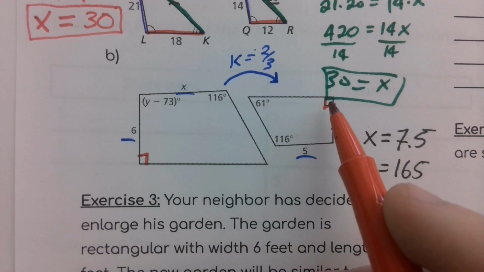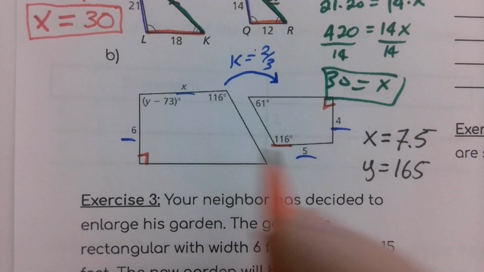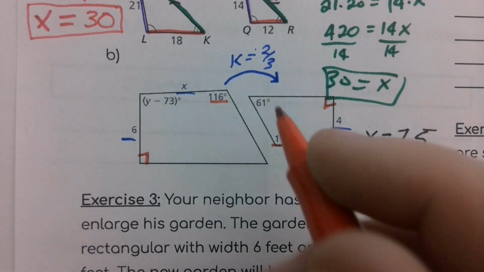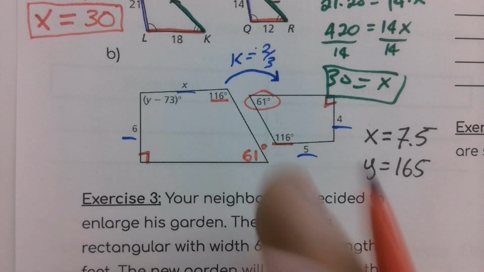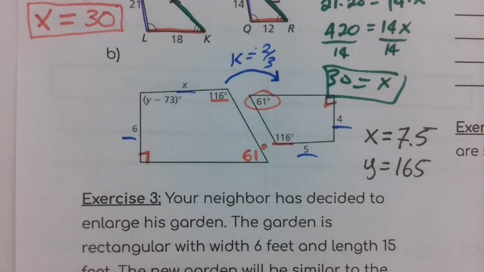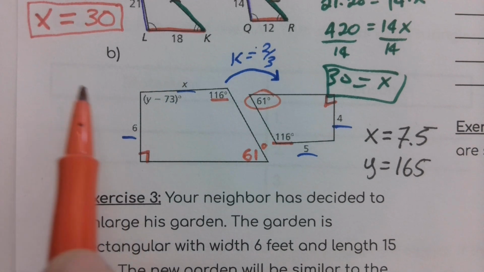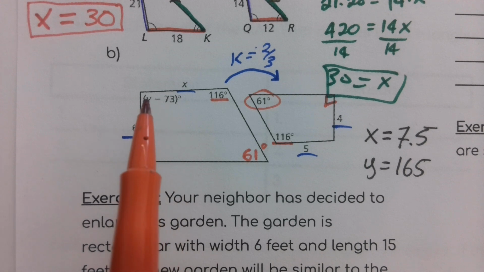So this 90 degrees has to match up with this 90 degrees. This 116 has to match up with this 116. This 61 should match up with this 61 based on the transformation that we're rotating at 180 degrees. So the question remains, what's missing?